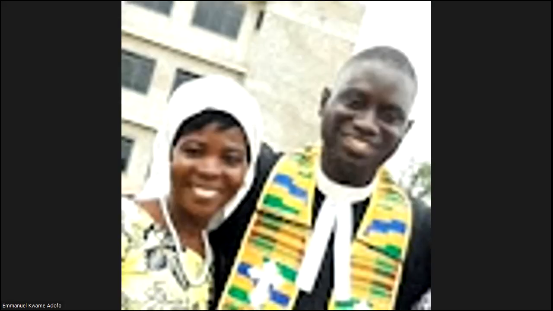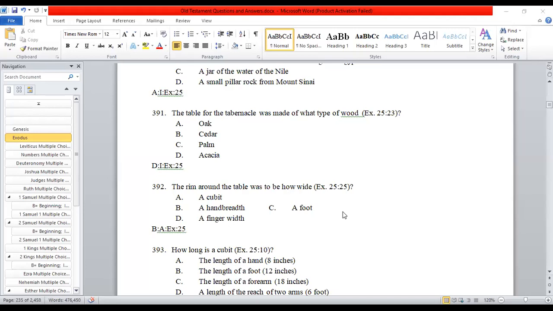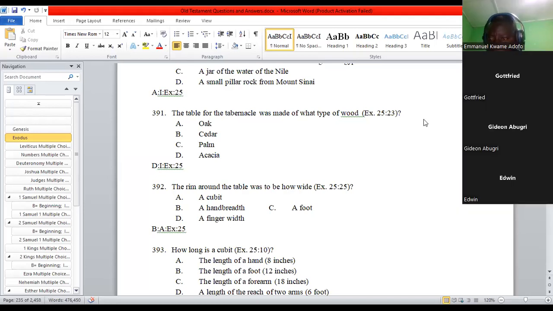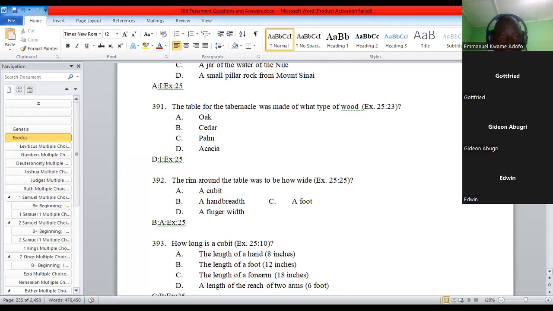Okay, so we continue with it. The question remains, how long is a cubit? Is that over 10? Yes, let's read it quickly. It's not clear, that's why. Let's read it.